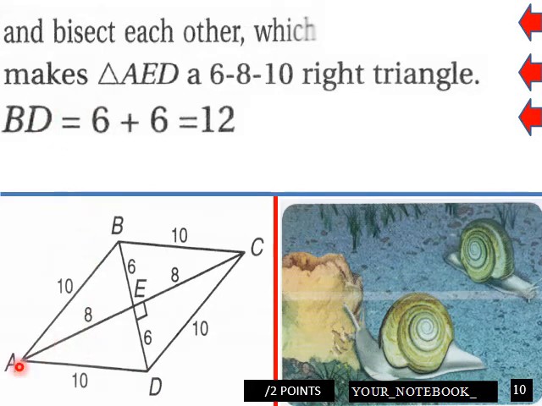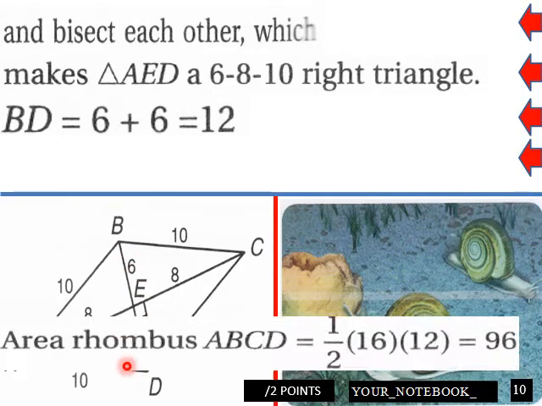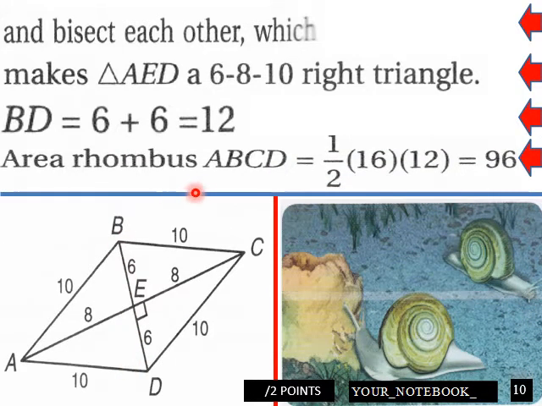So BD here would equal 12. The area of rhombus ABCD would be 1/2 times 16 times 12, which is 96. So we have this 16 here and this 12 here. It'll be 1/2 of both your diagonals multiplied together, which gives us 96.